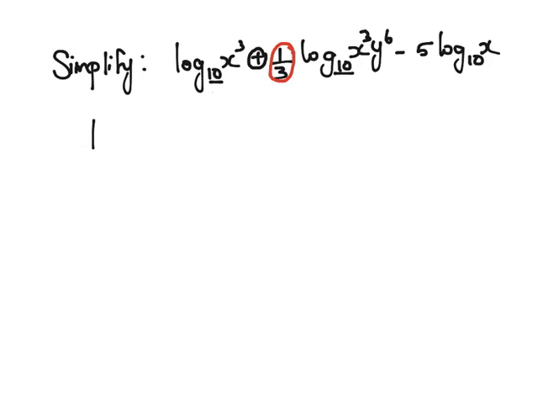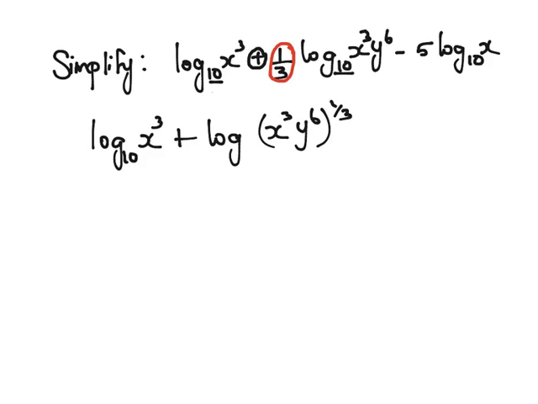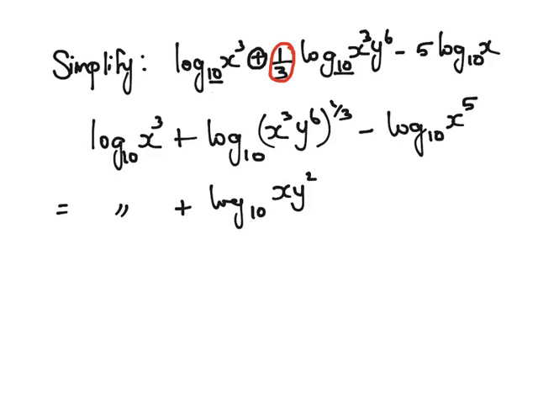So the next step is log x cube to the base 10 plus log x cube y power 6, power 1 by 3, to the base 10. So I use the power law, minus log x raised to 5 to the base 10. So this is the first step. The second step is, this will be as it is. This will become log xy squared to the base 10 minus log x power 5 to the base 10.